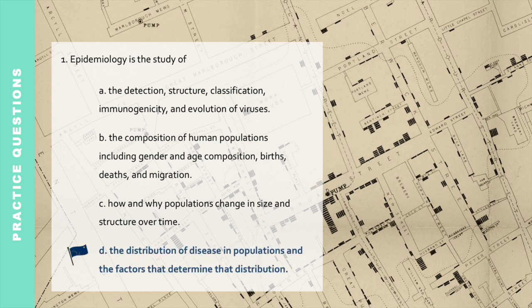Epidemiology is the study of the distribution of disease in populations and the factors that determine that distribution. Answer A is virology, answer B is demography, and answer C is population dynamics. The other three answer choices are closely related disciplines that are used within the field of epidemiology.